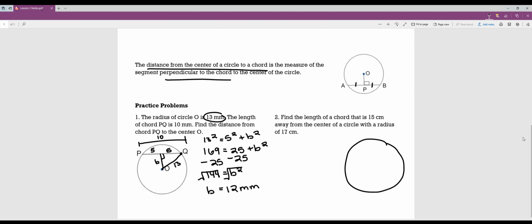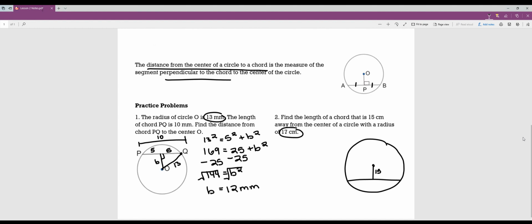All right, let's do number 2 now. Find the length of a chord that is 15 centimeters away from the center of a circle with a radius of 17 centimeters. So I've already drawn my circle, and so I'm told I want to find the length of the chord, and it's 15 centimeters away. So I'm going to draw a chord, and this distance here, I'm told, is 15. It is 15 centimeters away from the center. And I'm also told that my radius is 17.